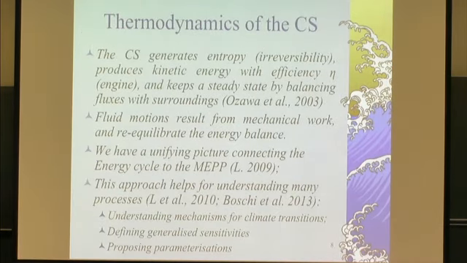So the basic characterization of the thermodynamics of climate, to me, is that the climate is an irreversible system, generates entropy, and produces kinetic energy from potential energy with a certain efficiency that we will define in a little bit. It keeps a steady state by balancing flows of mass, but that's not a big deal in this case, energy and entropy with the surroundings.